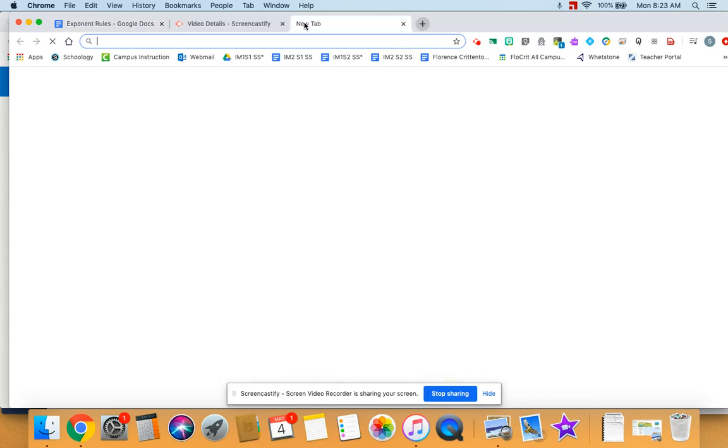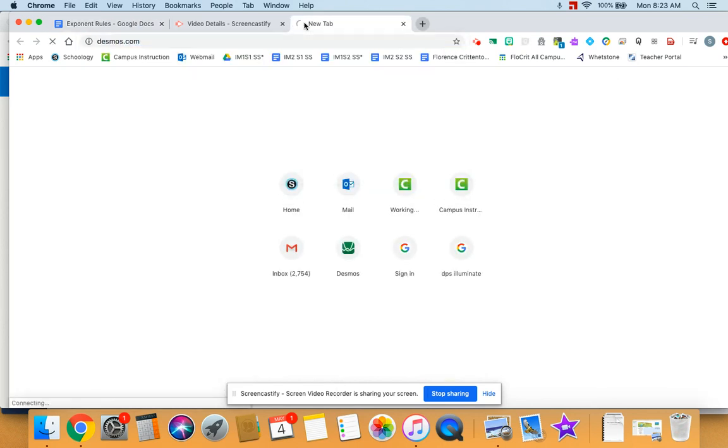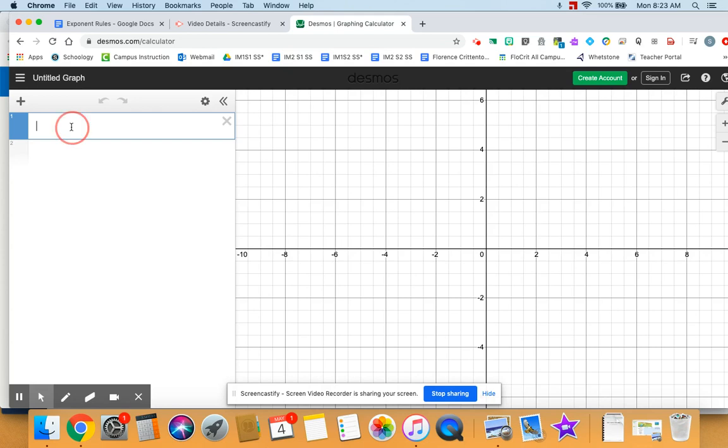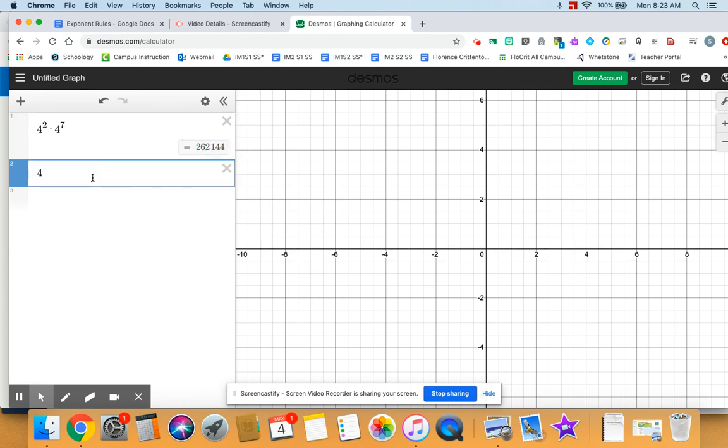If we go into Desmos graphing calculator, if I typed in 4 to the power of 2, oh, that's 16, and then times 4 to the power of 7, it's this massive number. And if you look, it's the same thing as 4 to the power of 9. See, exact same number. So note that I'm not asking you to use a calculator and tell me what the number is. I want you to use the exponent rules to simplify it. So I want this to turn into this, 4 to the power of 9.